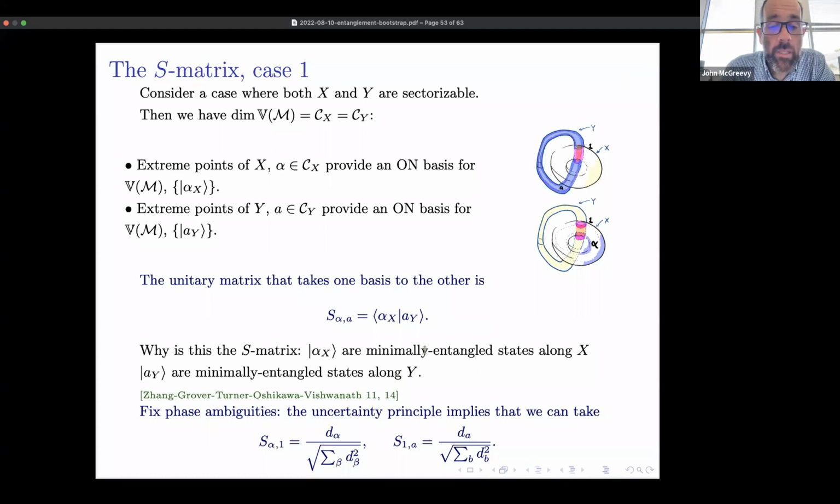So far, there's an ambiguity of rephasing each of these states that I haven't fixed yet. And we can do that because of the uncertainty principle. In particular, the fact that when in the state alpha X, the state of Y is the maximum entropy state means that we know an explicit expression for that in terms of the quantum dimensions. And so in particular, the first row of the S matrix is given by this, which is not zero, and the first column is given by this, which is not zero. So we could fix the phases to make those real.